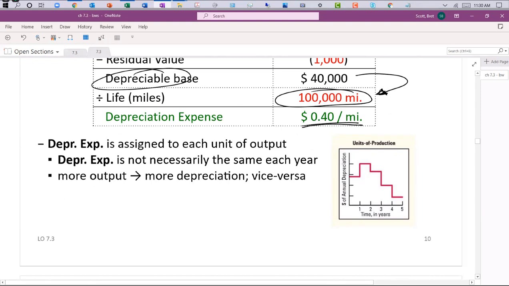There's going to be 40 cents worth of depreciation every time 1 mile clicks in the odometer. And you can see here that each depreciation expense is assigned to each unit of output, and it's going to be the same, 40 cents per mile. But depreciation in total is not necessarily going to be the same each year.